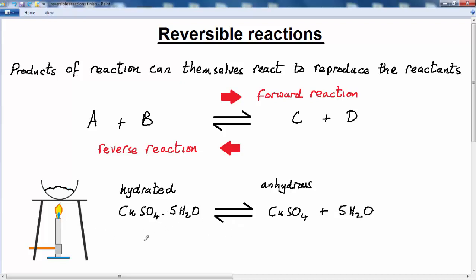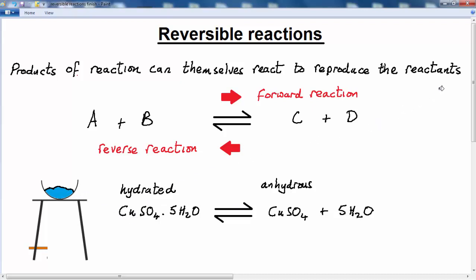Once we remove that heat, then the reverse reaction is favoured, and the copper sulfate will then reabsorb water into its structure and reacquire the blue colour. So if I remove the heat, after a certain period of time, the white anhydrous crystals will return to the blue hydrated copper sulfate crystals.